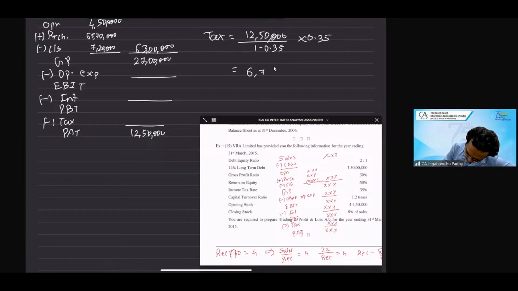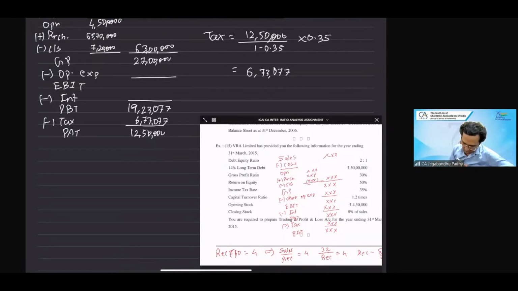6,73,077. So going by the backward calculation, PBT will be 19 lakh 23,077. Then interest will be, anyways, it is 14% of 50 lakh.